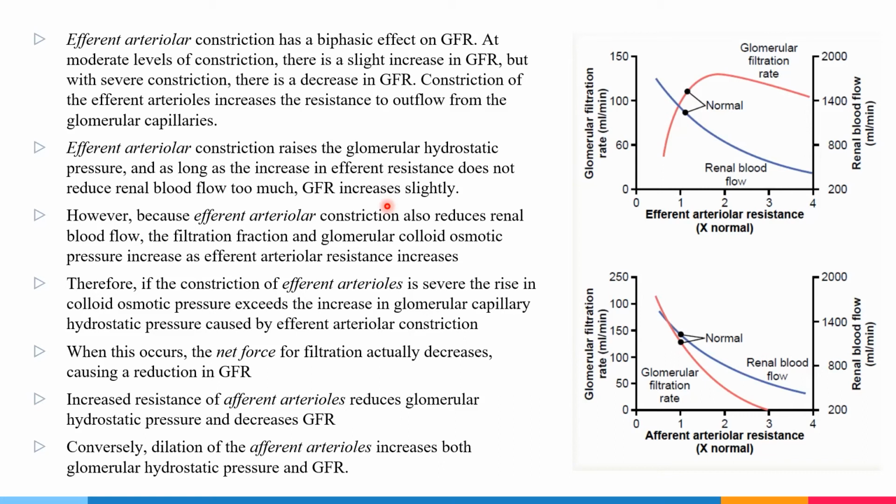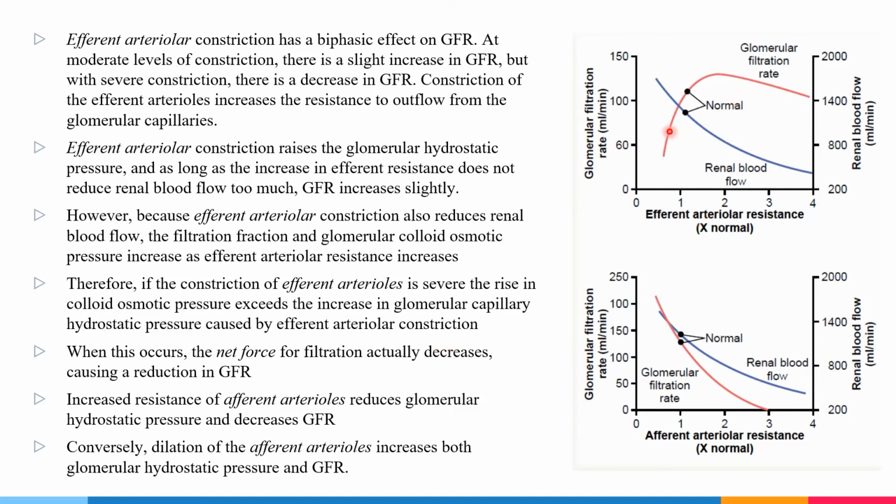But since efferent arteriolar constriction also reduces renal blood flow, the filtration fraction and glomerular colloid osmotic pressure also increase as the efferent arteriole resistance increases. Therefore, if constriction of the efferent arteriole is severe, the rise in colloid osmotic pressure exceeds the increase in glomerular capillary hydrostatic pressure caused by the efferent arteriolar constriction. And this is the reason behind why the efferent arteriole constriction has a biphasic effect on GFR.